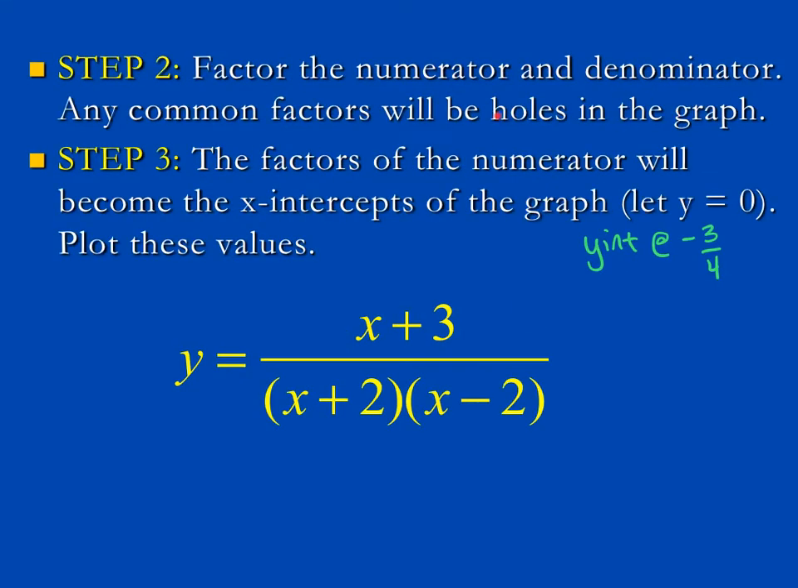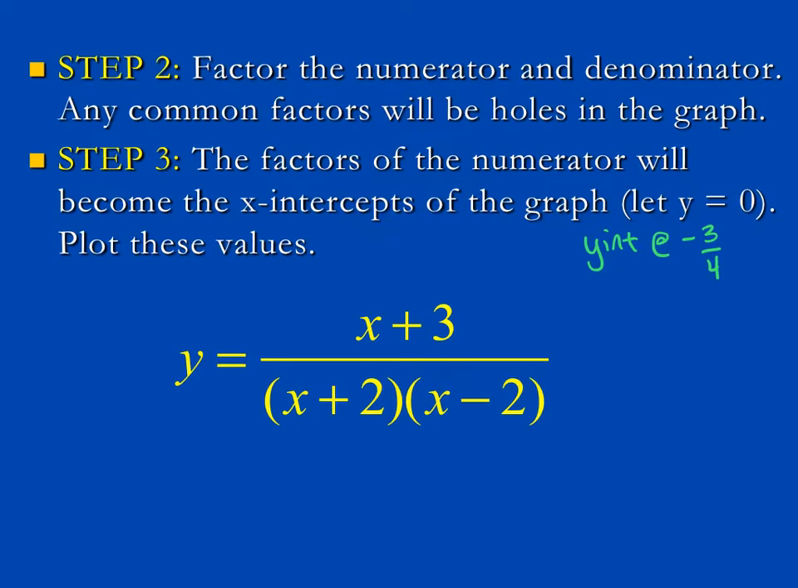Step 2 tells us to factor the numerator and the denominator, which I've done here. The numerator was already factored. And if we have any common factors, those will be holes in the graph. I don't have any common factors in the numerator and the denominator. If, for example, this factor were x plus 3, then I would have a common factor and there would be a hole on the graph at x equals -3. I have an example with that next.